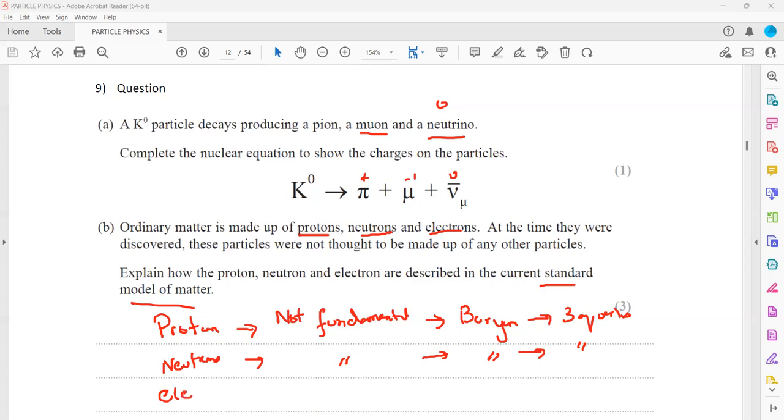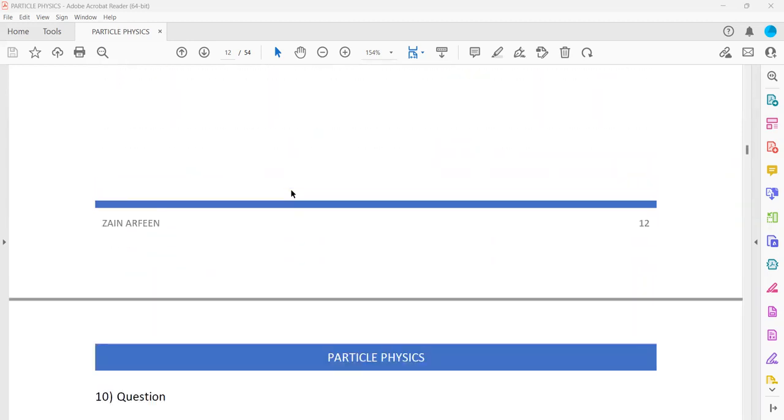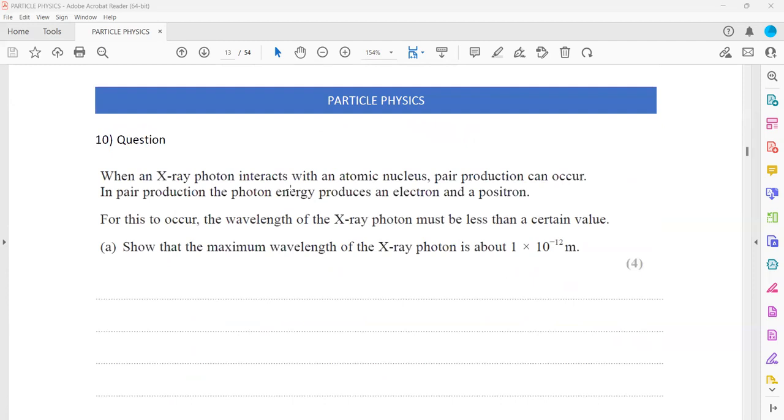But what about the electron? The electron is a fundamental particle which belongs to the family of leptons, and it has no internal structure. Fundamental particle means it has no internal structure, it's a basic particle. You have to learn the standard model and the names of different particles, as well as their baryon numbers and lepton numbers.